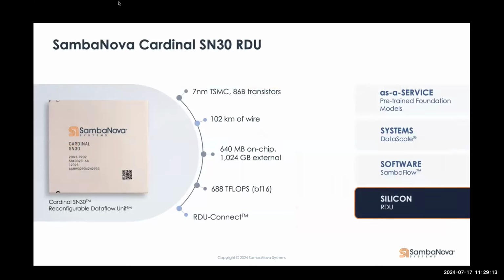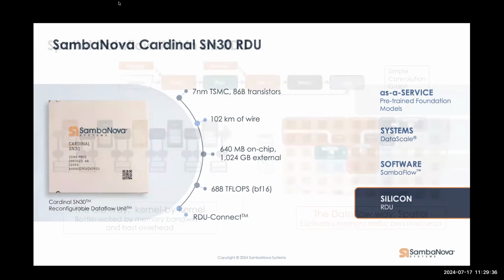SambaNova SN30. So let's go to the bottom of the stack, so to speak, right? It starts with a chip. So let's start with that. SN30 is a third generation SambaNova chip. The first one is SN10, the next is SN20, as you might imagine. So this is what we call an RDU.